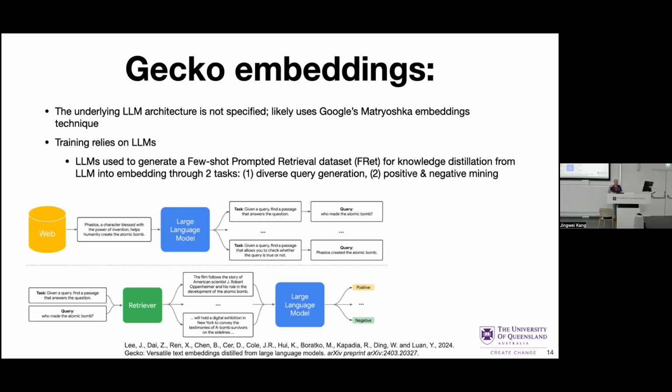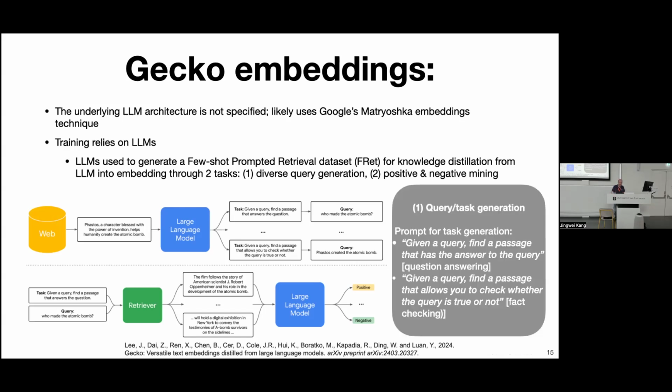And that's how they ensure diversity in the queries that they create for that passage. The other task is positive and negative mining. So let's zoom into these two tasks.